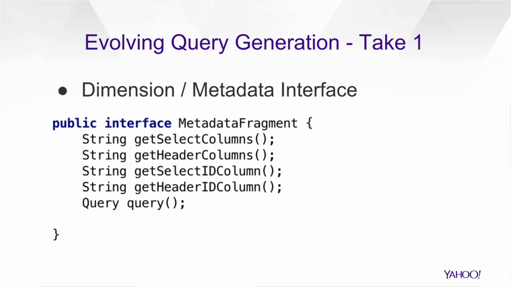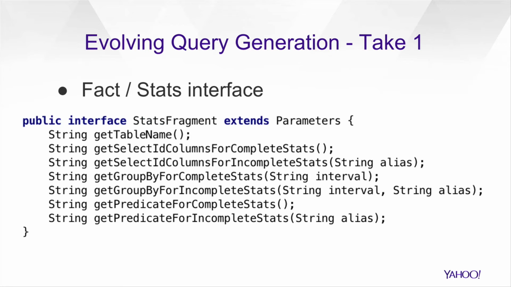So when we first started, we took a simple approach by defining an interface for all the things that we're interested in for query generation. For dimension definitions, this is what the interface looked like. It was pretty trivial. And we did something similar for a fact interface. You have the fact table, name, the columns you're interested in, the group by, the predicates that you're interested in. It's a simple interface. You can easily implement it and add as many tables as you like.